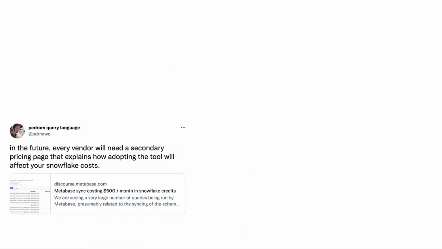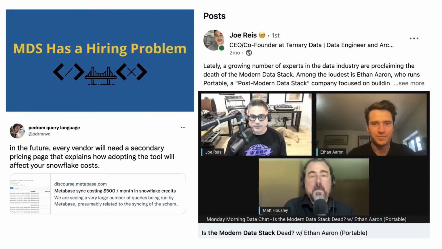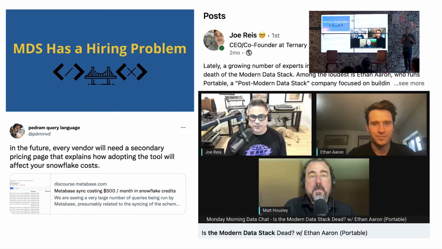Okay, so I don't know if you've noticed this as well, but something I've certainly picked up on is the inevitable backlash now to the modern data stack. If you follow data Twitter, or LinkedIn and so on, there's probably more conversation now about the death of the modern data stack than about how good it is. And some of it is justified.